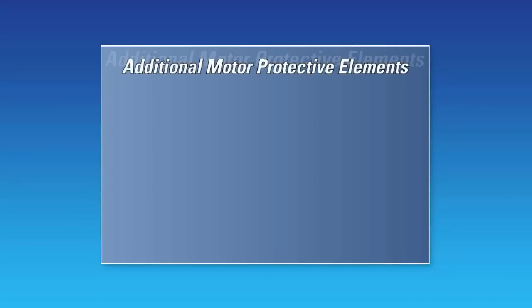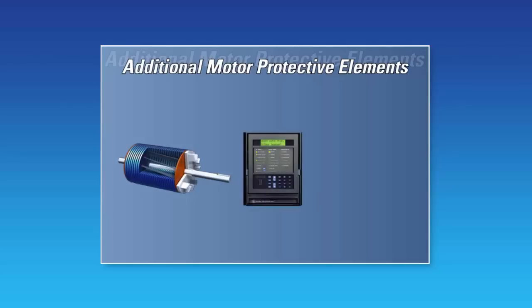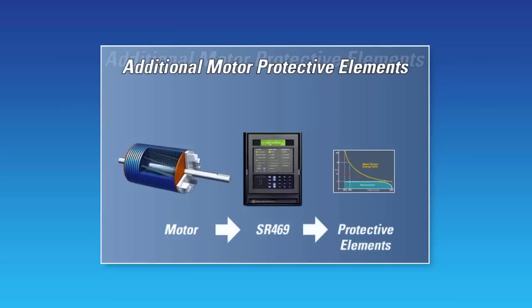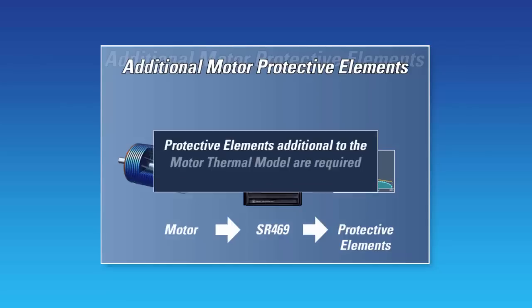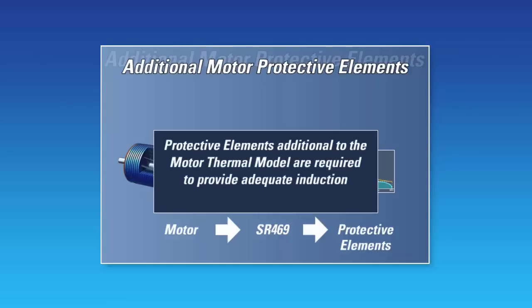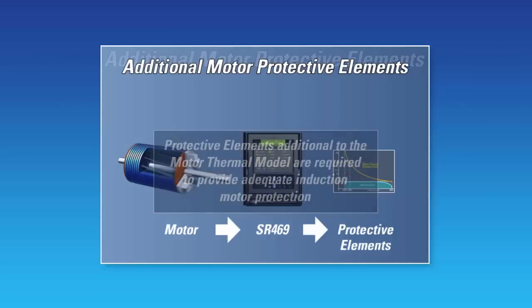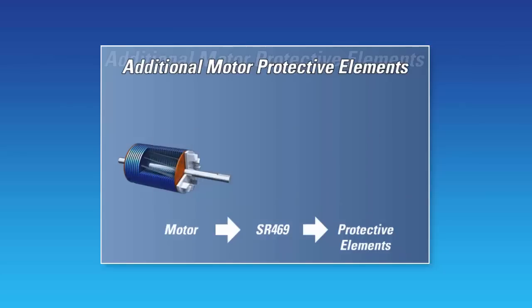Additional induction motor protective elements. Having a clear understanding of the motor thermal model and how to properly set its components provides us with a good start to the process of protecting an induction motor. There are, however, a few additional protective elements which we will examine. Some of these elements, such as instantaneous overcurrent element, are required to provide adequate protection for an induction motor, while others, such as jam detection, are popular options which may enhance the overall protection scheme.